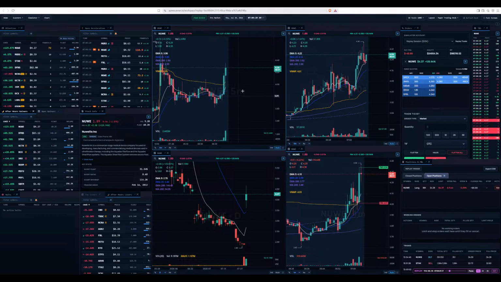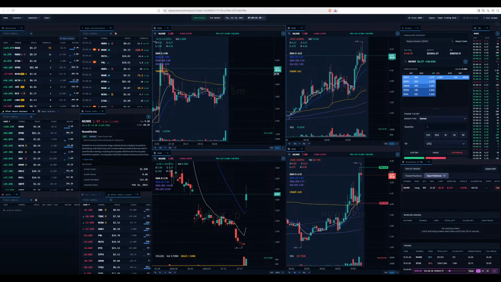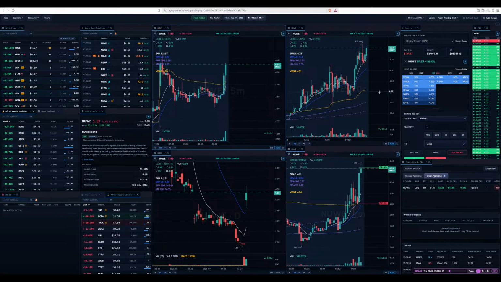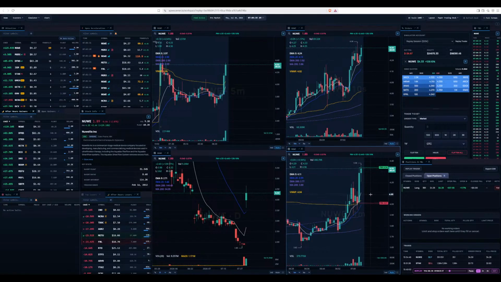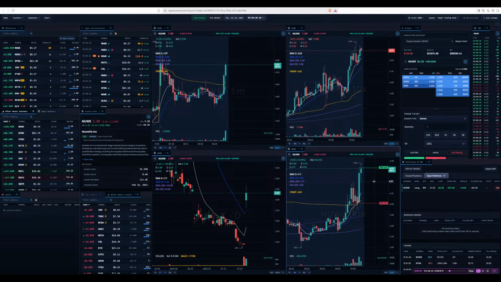So let's be patient. This 5-minute candle is coming to a close in about 30 seconds. So let's give it a second. So we have our position. Our stop loss would be anything below 420 if this candle closes above it. And let's wait. Let's be patient.